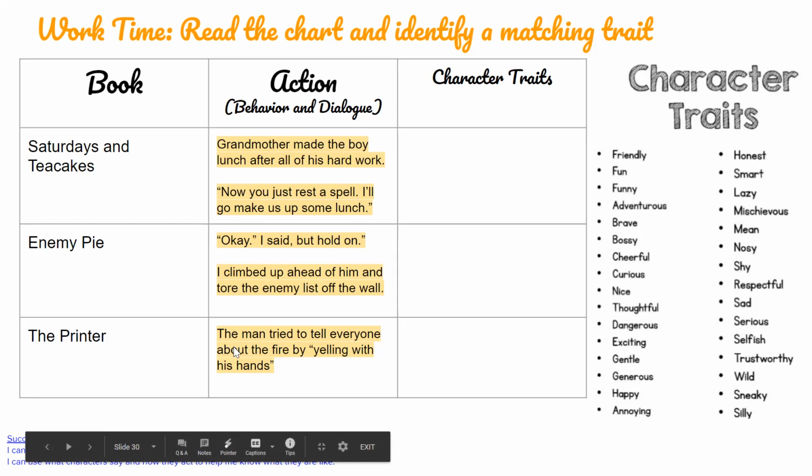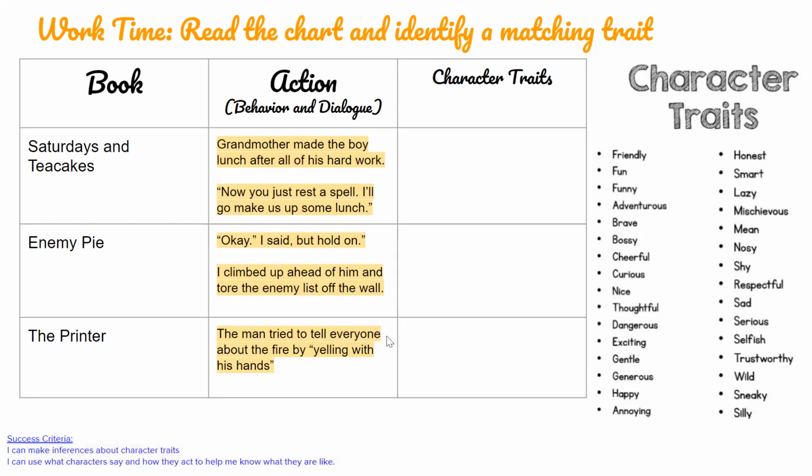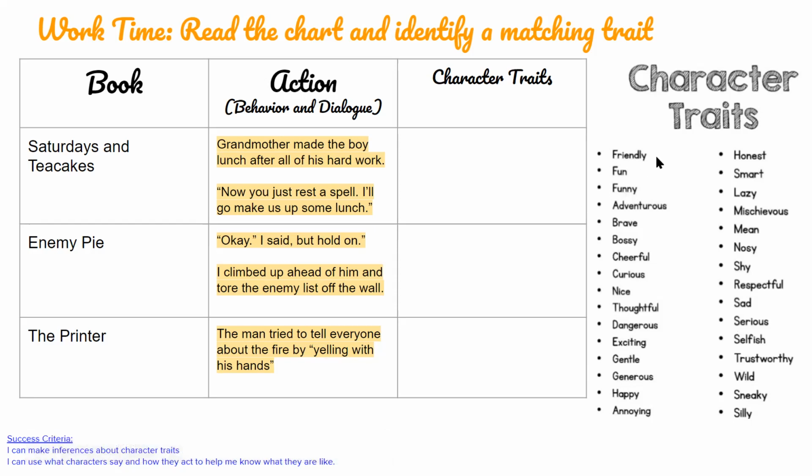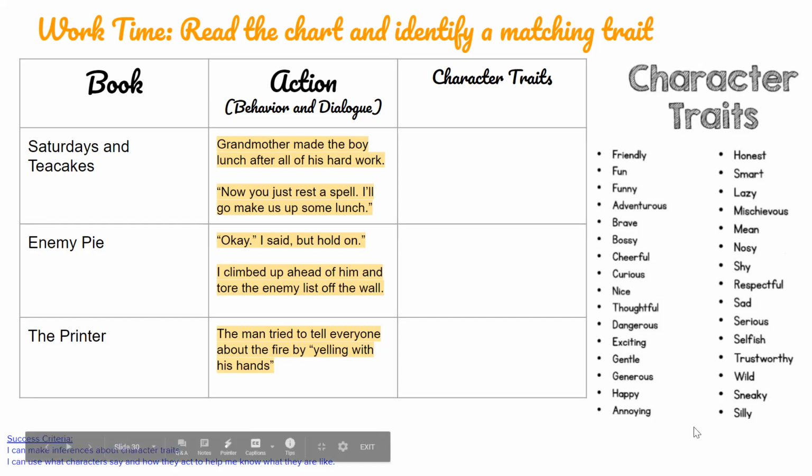In The Printer, the man tried to tell everyone about the fire by yelling with his hands. What does this action show us about the man? Is he being bossy? Read through that list and see what matches. And when you find it, you're going to type it in these blanks.